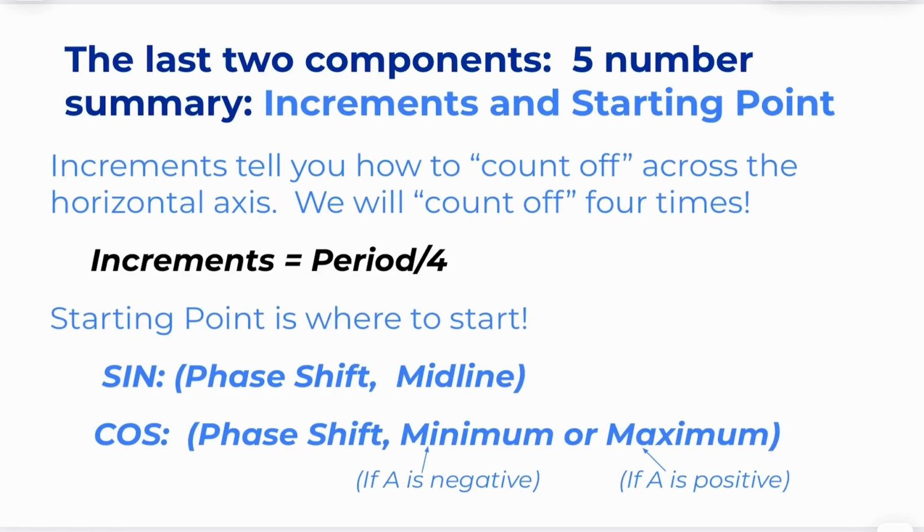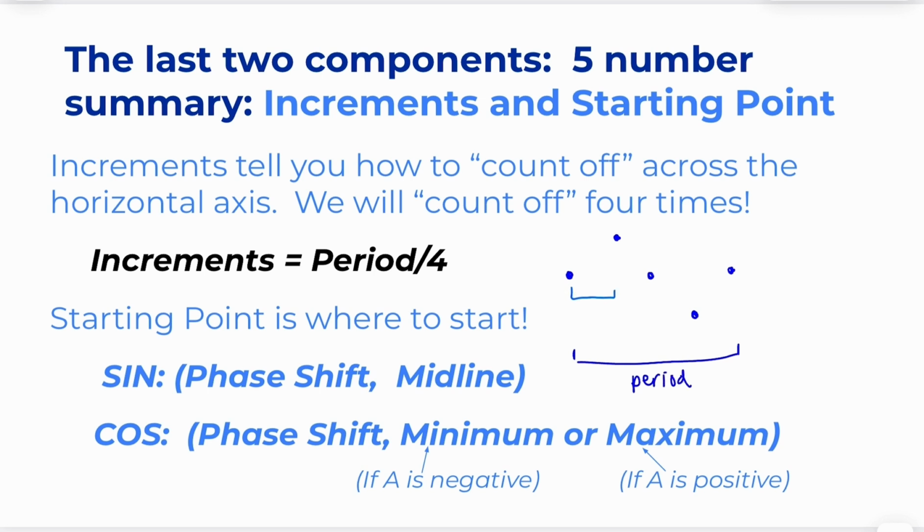The last two components that we're going to talk about that are going to help us graph are the increments and the starting point. So the increments tells us the gap between the critical points. We've talked a little bit already, but we'll see it more next, about the 5 starting points for sine. And to get from this first point to the last point is your period.